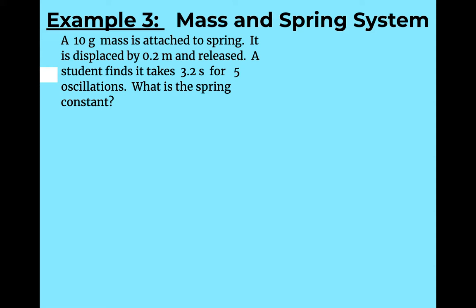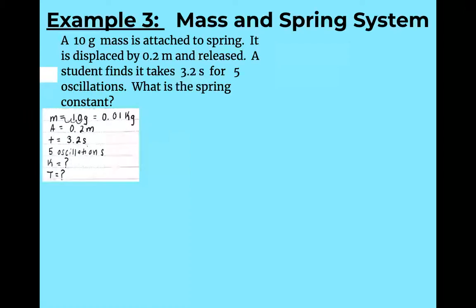A student finds that it takes 3.2 seconds for 5 oscillations. Okay, so a student times it out. They count 5 oscillations. The time that they record is 3.2 seconds. What is the spring constant? Okay, so given the mass of the system, which is 0.01 kilograms, the amplitude, 0.2, the time for 5 oscillations, which is 3.2 seconds, they're asking us to find the spring constant, k equals question mark, which is the stiffness of the spring measured in newtons per meter.